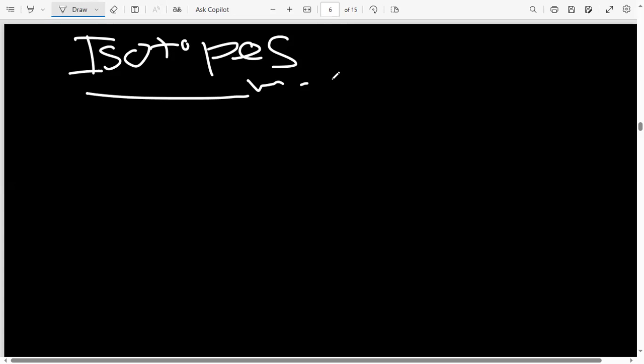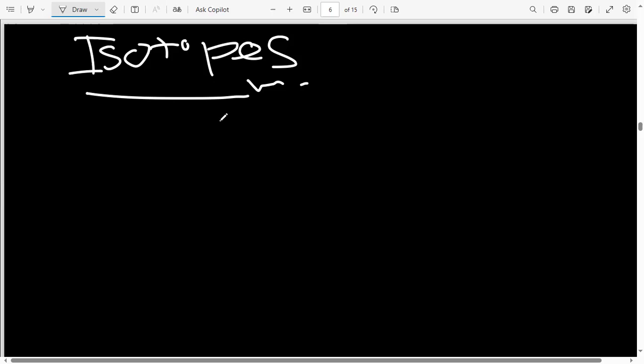Isotopes are elements of the same mass number, different neutrons. I couldn't get you, can you try to speak up? You are saying isotopes are elements of the same mass number but different neutrons. Okay, the last part is correct, but the first one is not correct. The mass number is never the same in the isotope. Actually, it is what differs due to the difference in neutrons.